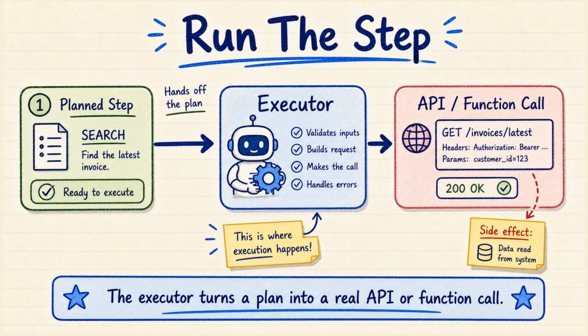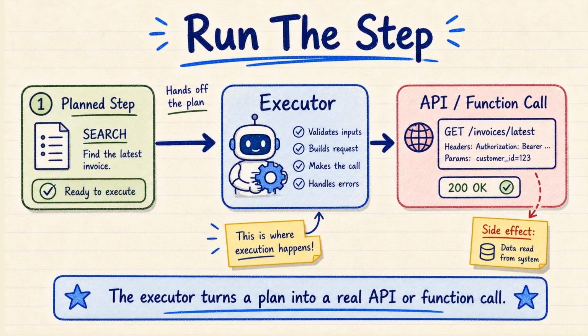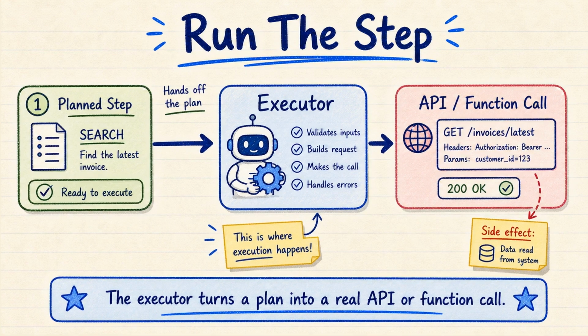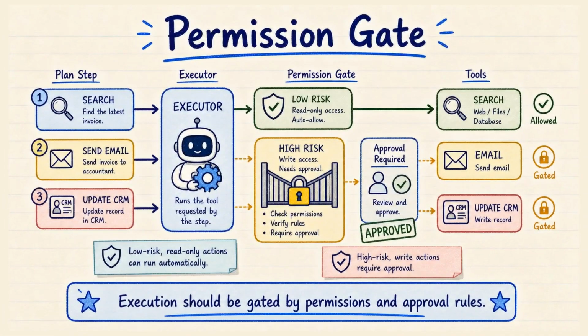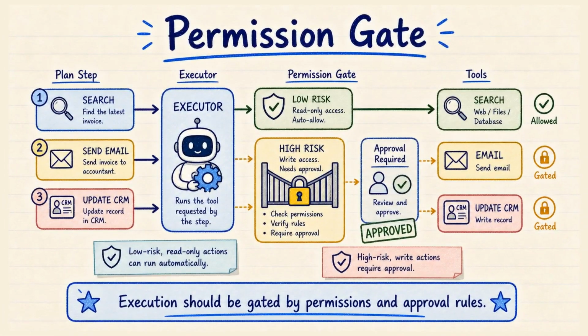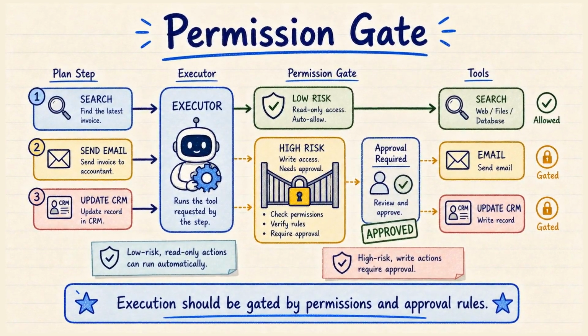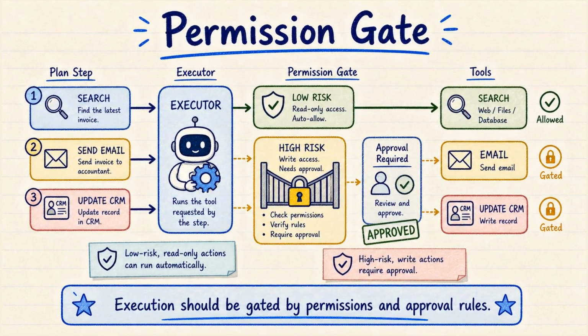Then the executor actually runs the step. This is the part that turns a planned action into a real function call or API request. In production, this is where side effects happen for real. And this is where permissions matter. Reading an invoice may be fine. Sending an external email or updating a CRM record may require stronger controls. Real systems separate what the agent can think about from what it is allowed to do.